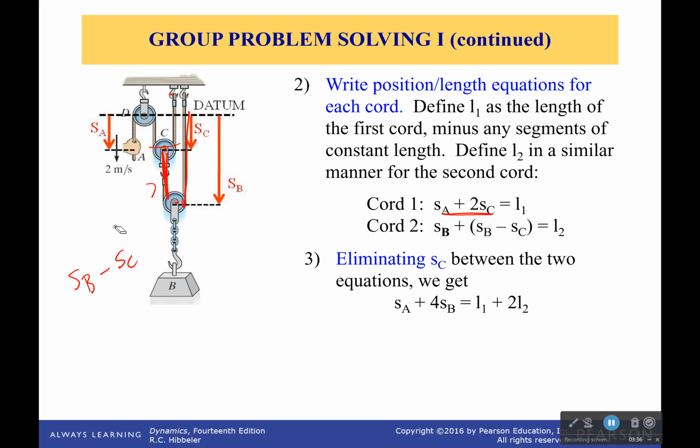Now, since the length of both of those chords is going to be constant, obviously, if we add them together, the length of both chords added together will be constant. And if we wanted to make things a bit simpler on ourselves, we can get rid of SC simply by adding our second equation twice. We can add as many times as we want, as long as we're consistent. And so what we get is SA plus 4SB is equal to L1 plus 2L2. We did that all to get rid of SC. We didn't want SC.